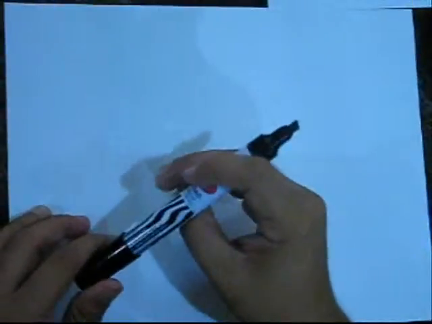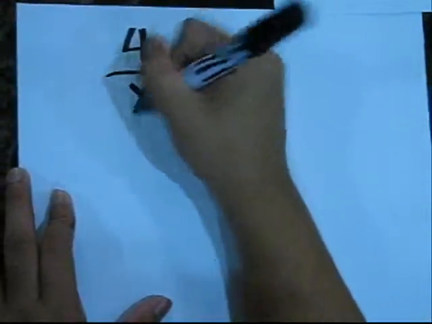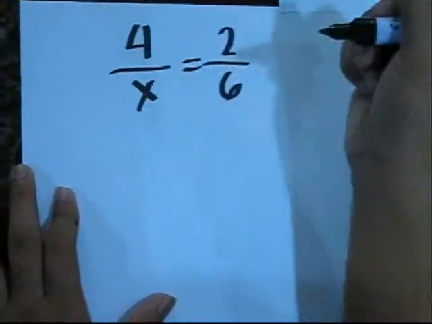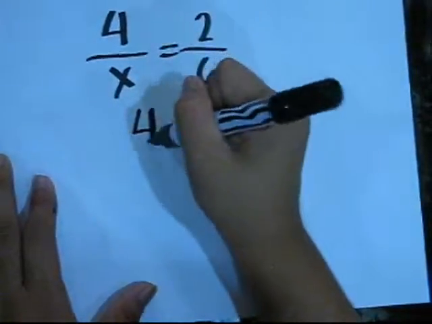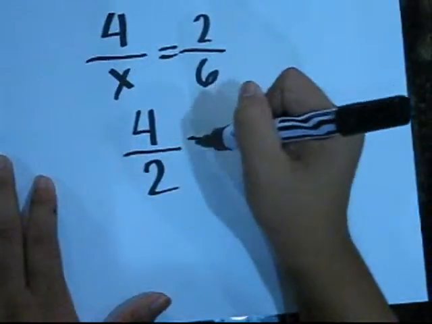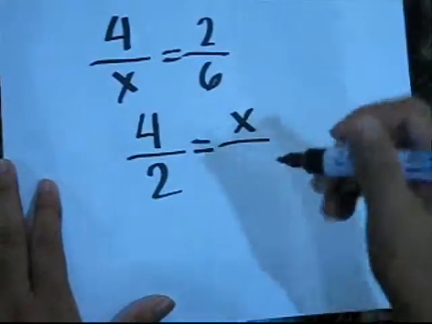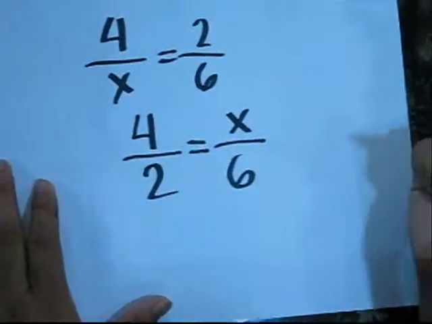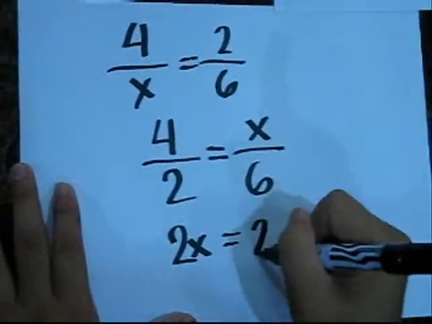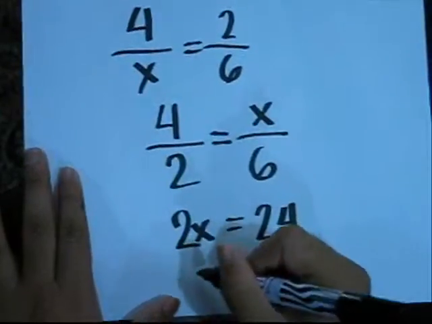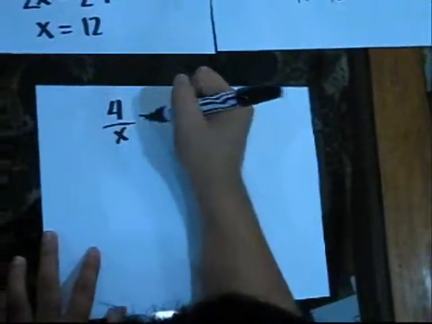Next method we're gonna use is the switch extremes law of proportion. 4 over x equals 2 over 6. We take the first term over the third term equals the second term over the fourth term, which is 6. Again, we cross multiply. We have 2x equals 24. Take 1/2 on each side. We have x equals 12.